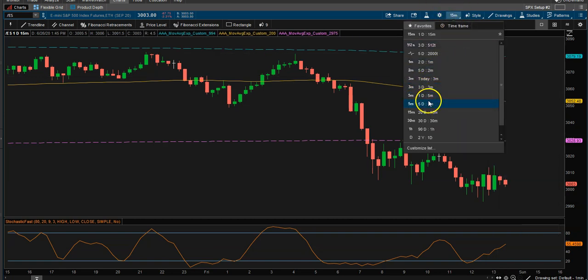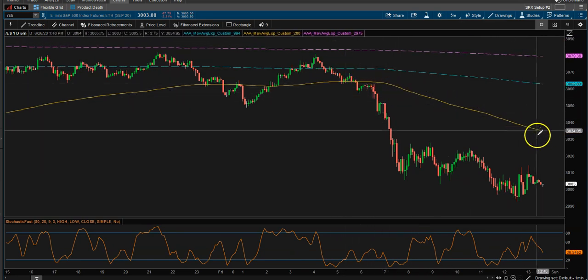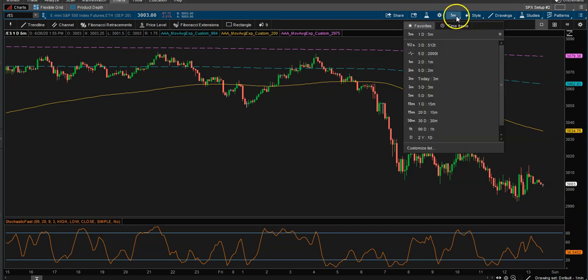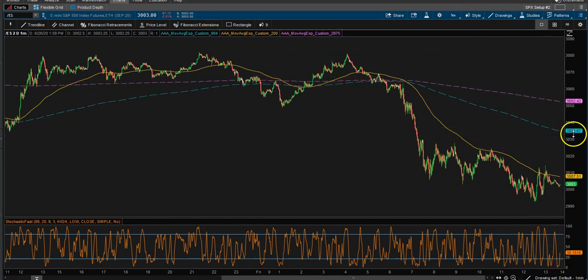If we go to a 5-minute chart, the yellow line is just a basic 200 EMA, 3,034.75. Well, if we go back to a 1 minute chart, look at that, 3,034.67. This is the 200 period exponential on a 5 minute chart. So I hope this helps.